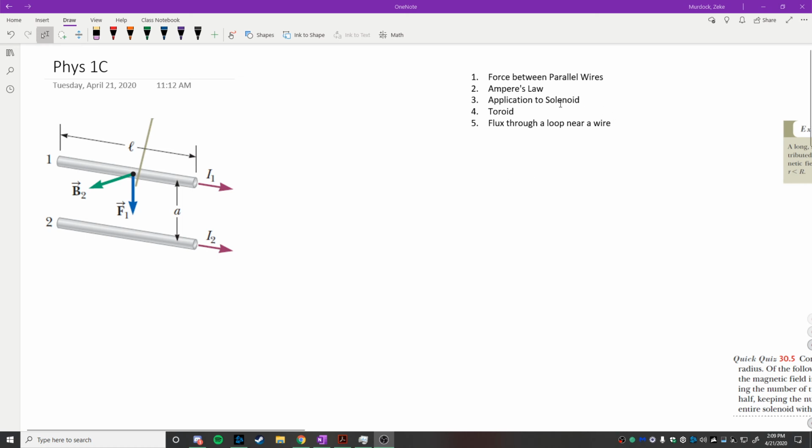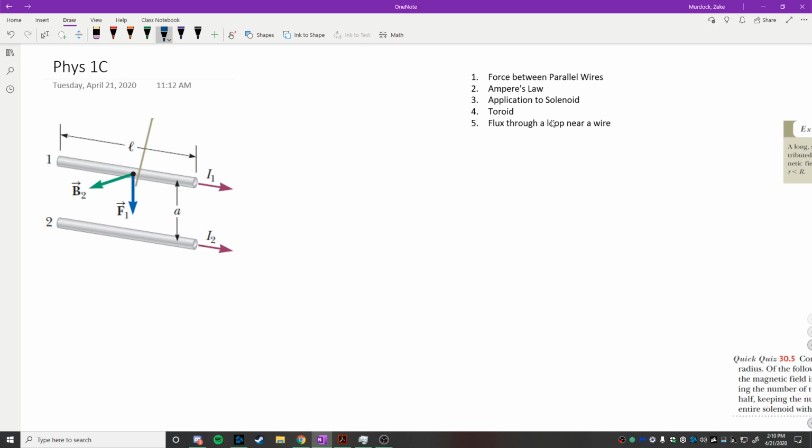A solenoid is basically a tube with wires wrapped around it. A toroid is a donut with wires wrapped around it. Okay, and I think the word torus means donut, right? And then the final thing we're going to do is talk about the magnetic flux through a loop near a wire. This is going to set us up for what we'll be talking about next, which is what's called Faraday's Law.